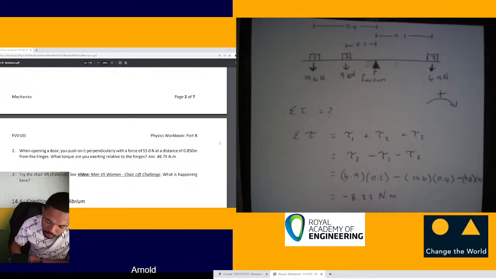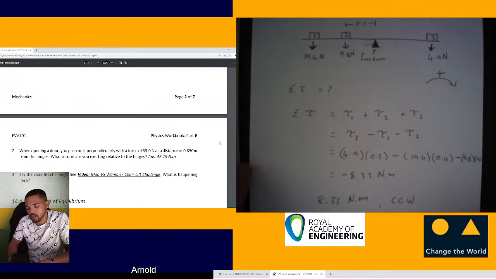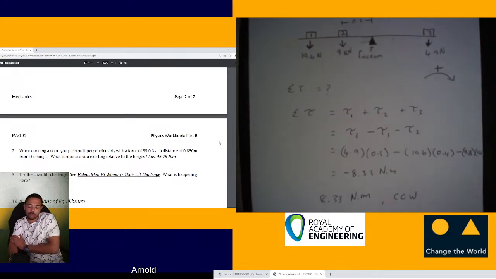So it's just going to be 8.33 Newton meters counterclockwise. Okay, and we can see that. We just worked it out. It's going to be counterclockwise. The sum of these torques is going to be counterclockwise.